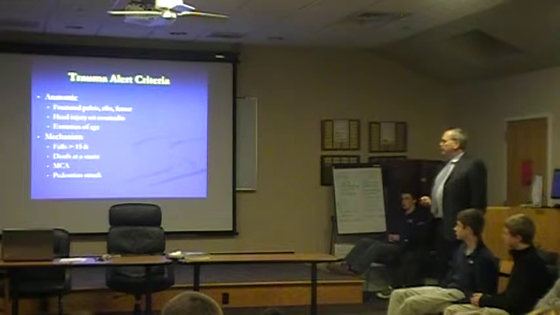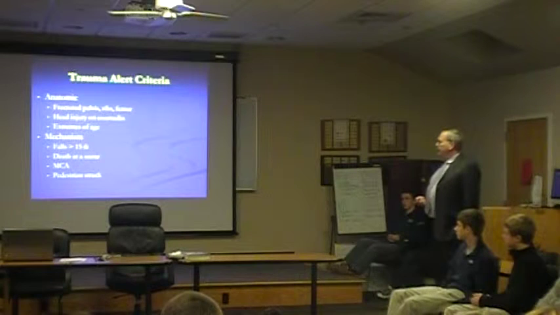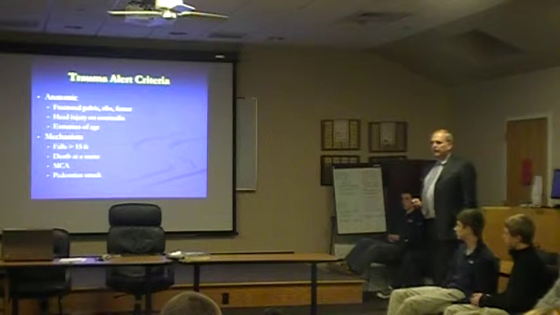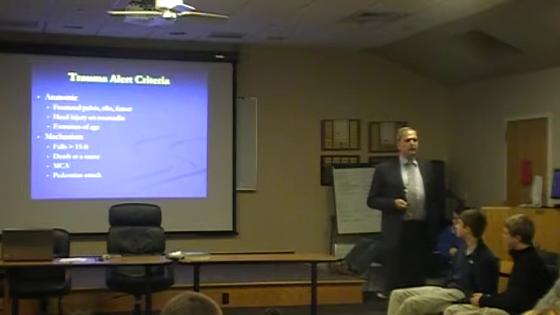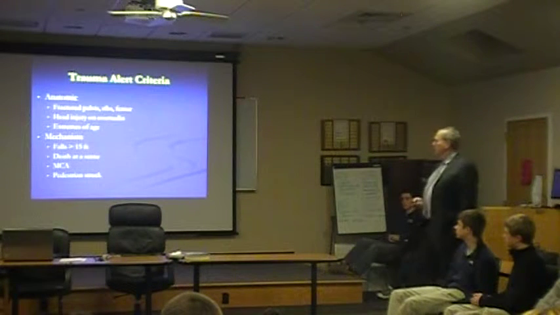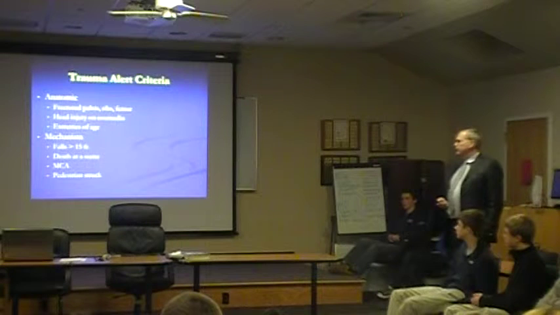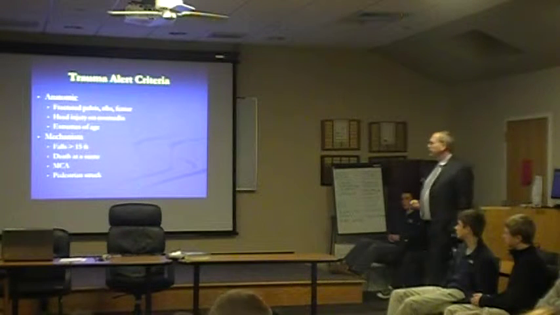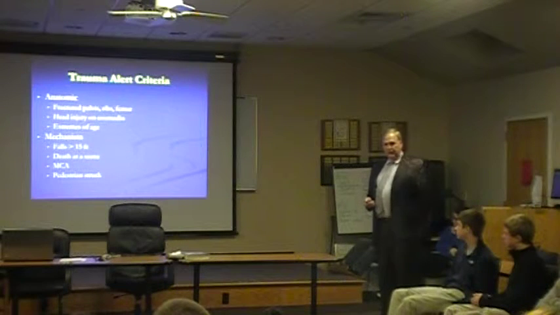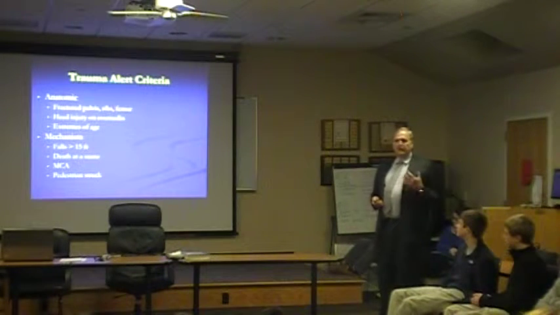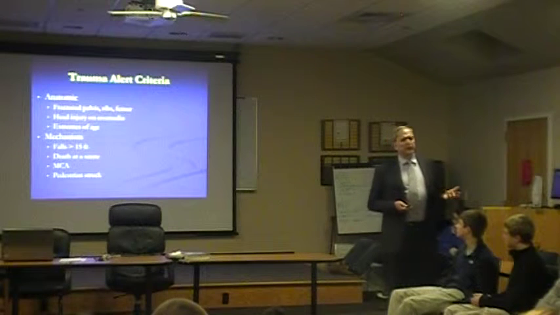And certain mechanisms, if you fall 15 feet, if you have a death at the scene, obviously the trauma must have been bad enough to kill somebody, so you could potentially have a bad trauma too. Motorcycle crashes tend to have worse injuries, pedestrian struck, of course. So we make sure that they have a good trauma response. And if they end up having some problem with bleeding, circulation, or their heart rate is really high, there'll be a trauma code.